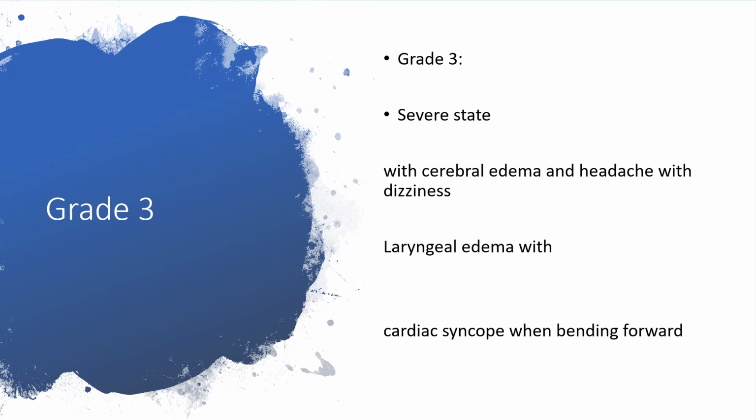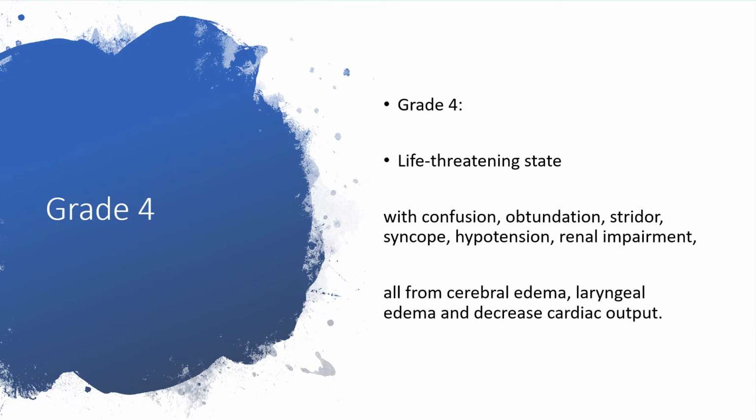In grade 3, tag this as severe state. Here, we'll be dealing with cerebral edema, headache with dizziness, laryngeal edema with possible cardiac syncope when bending forward. In grade 4, this is tagged as life-threatening state with confusion, obtundation, stridor, syncope, hypotension, renal impairment, all from cerebral edema, laryngeal edema, and decreased cardiac output.